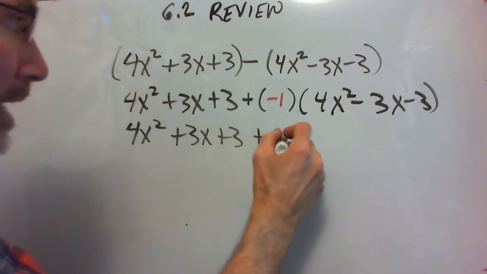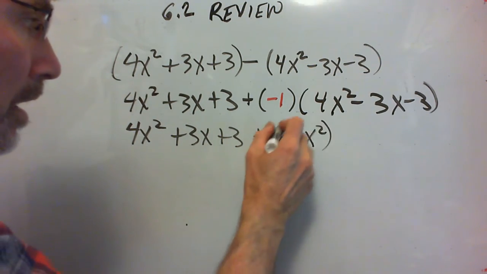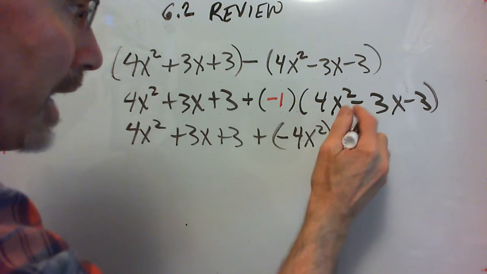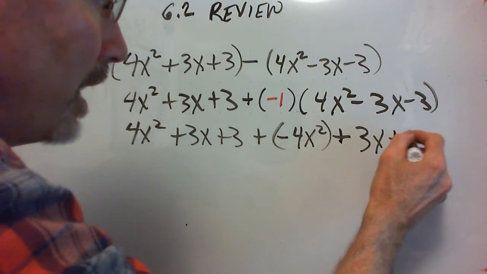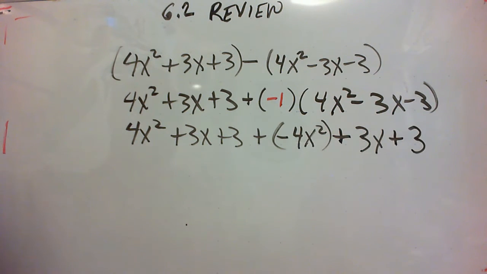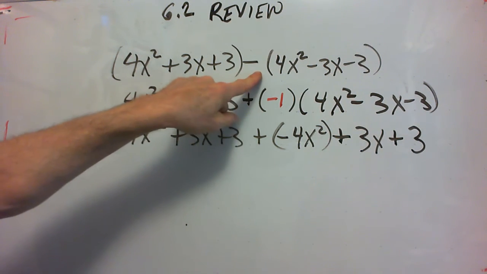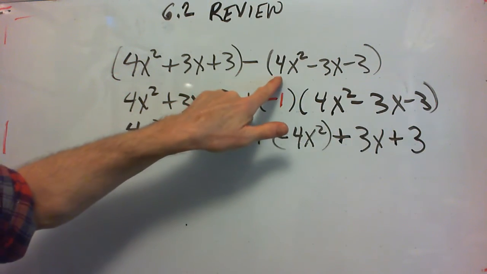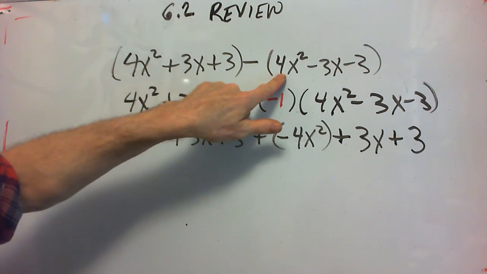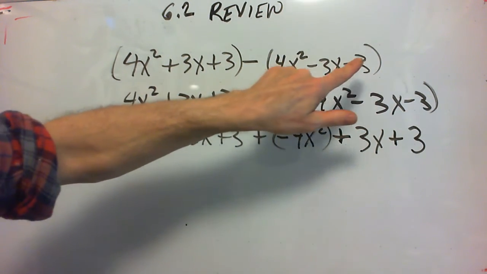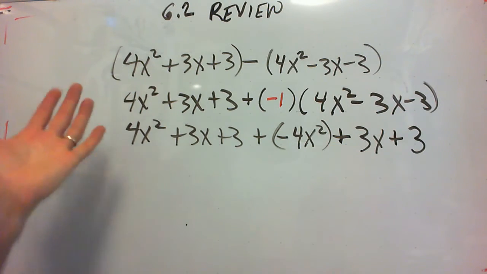When we do that, we get plus a negative 4x squared. Negative 1 times negative 3x is plus 3x. Negative 1 times negative 3 is plus 3. So once we distribute that minus sign through correctly, we can then add like terms. And the thing to remember when you're subtracting polynomials, what you end up doing is adding the opposite of each term inside the parentheses. We add a negative 4x squared, a positive 3x, and a positive 3. Opposite of each term is added.